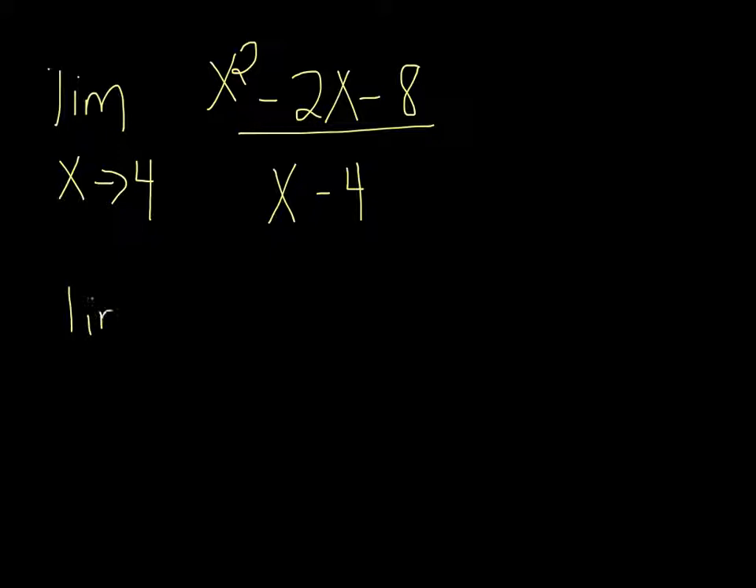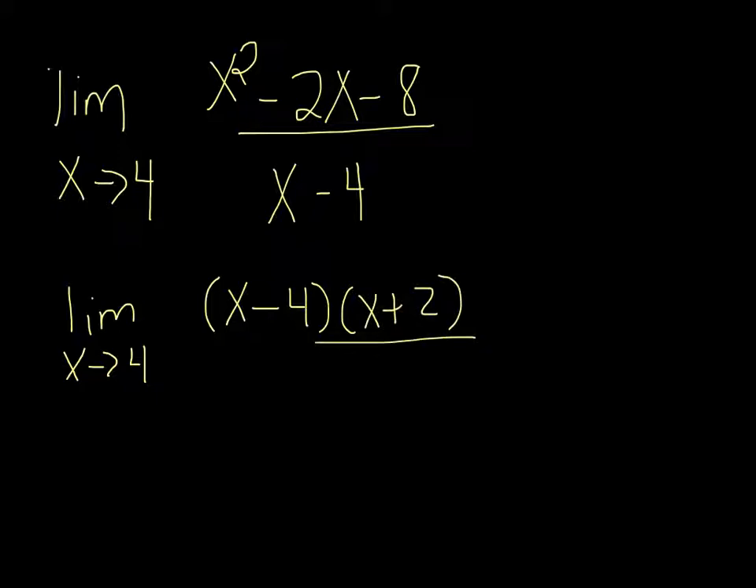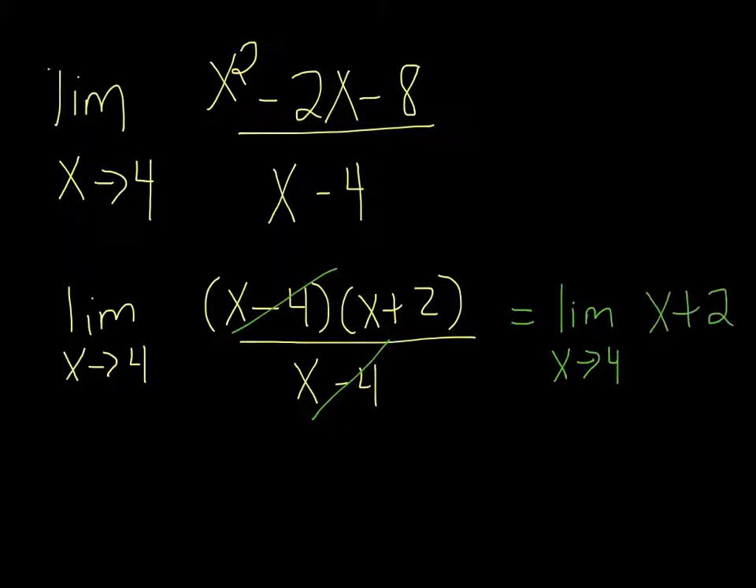And the next logical thing to try here would be factoring. So this is going to be x minus 4 and x plus 2. We see that the x minus 4's can divide out, and I'm just left with the limit as x approaches 4 of x plus 2. So again, we can try plugging it in. 4 plus 2 is 6.